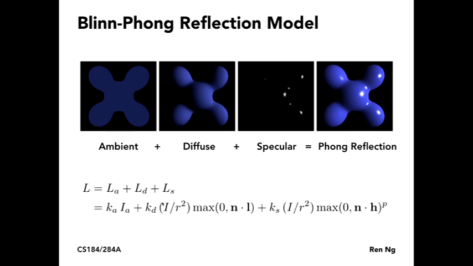This is K sub D, the diffuse component, giving this image here. And this is the K sub A ambient component, giving this. So this image is just the sum of all three.